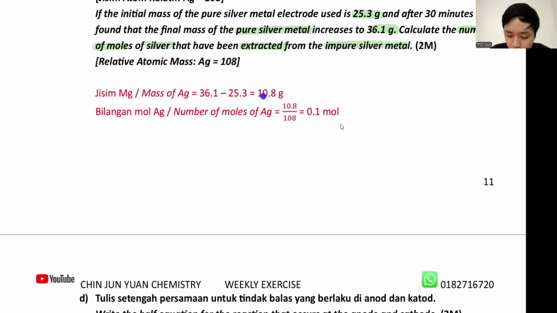One mark, finding the mass of that has been extracted. The other mark, find number of mole using mass over molar mass. In Malay is GSIM divided by GSIM molar.